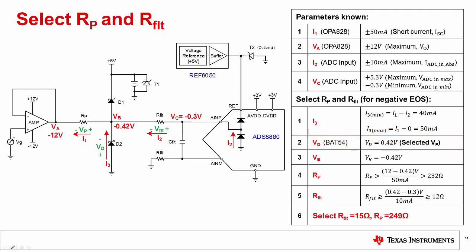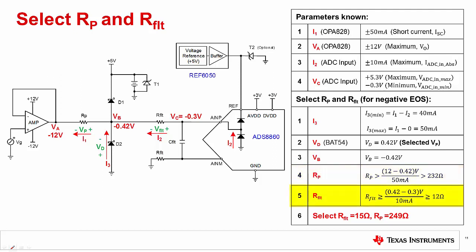For this circuit, a plus 12 volt amplifier output will be limited at VB to 5.42 volts and a negative 12 volt output will be limited to negative 4.2 volts. The largest voltage across RP occurs when the output is at negative 12 volts. Let's use this condition in the 50 milliamp current limit to choose the value for RP. Dividing the resistor voltage by the 50 milliamp short circuit limit sets the minimum value of RP to 232 ohms.